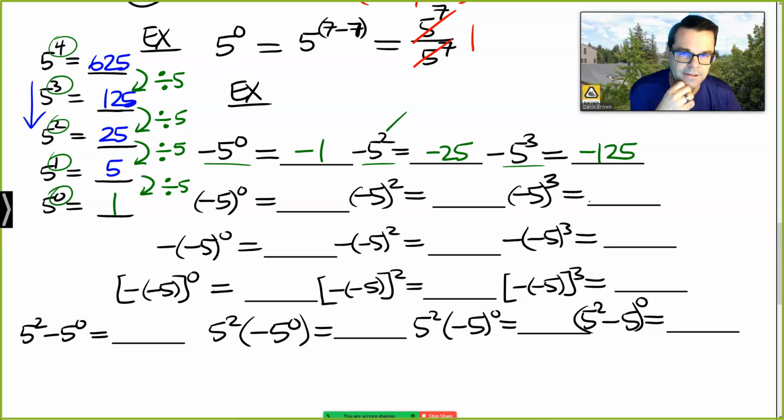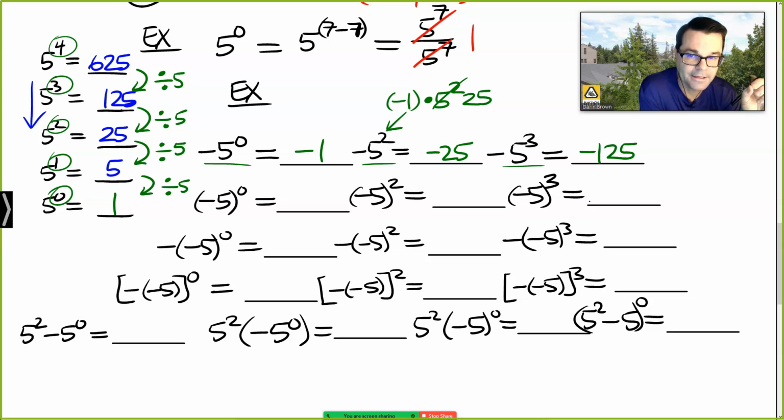For instance, minus 5 all squared. The base is not negative 5. The base is 5. What this is really saying is negative 1 times 5 squared. And because we do exponents first, you want to do this first to get 25 and then multiply by negative 1. So it's 5 squared is 25, and it's the opposite of 5 squared, negative 1 times 25. And that's the same for the other two. That's why all three of these are negative.